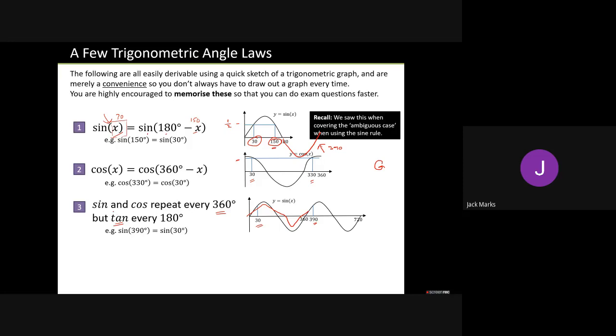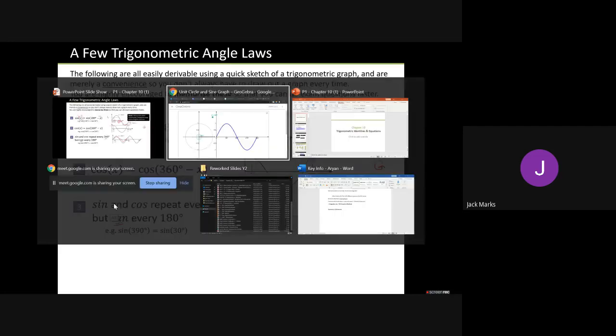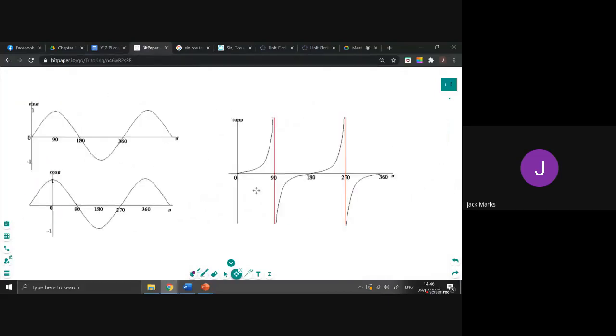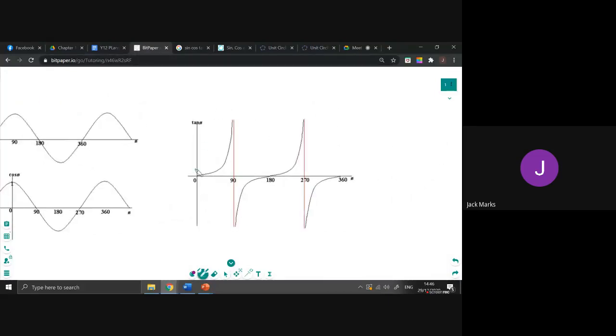Because tan was given by the gradient, if we have a look here, this is the shape of the tan graph. We notice that this occurs exactly 180 degrees after itself, okay? So it repeats every 180 degrees.